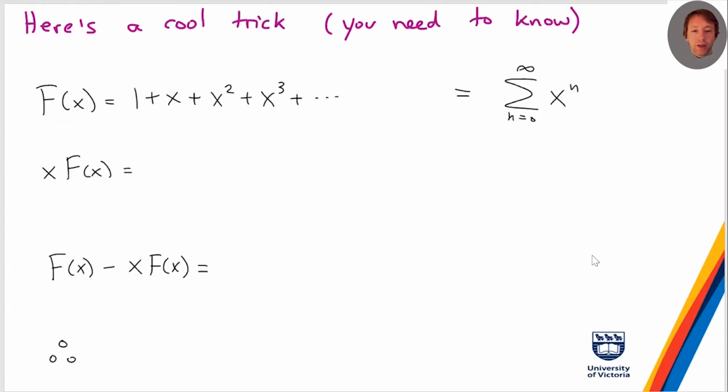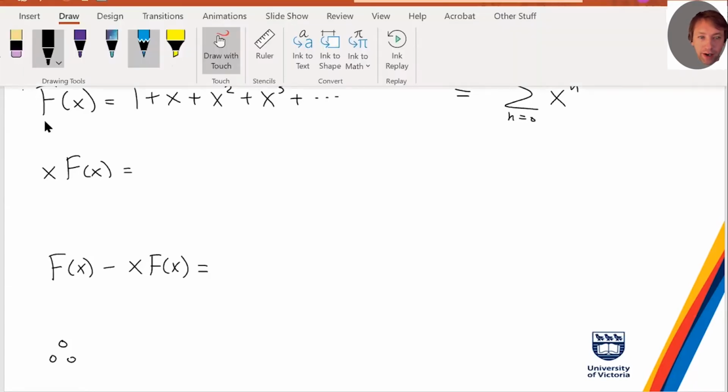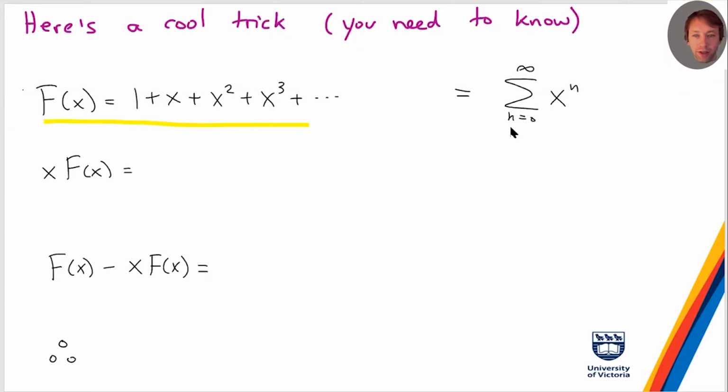So how can I derive that closed form that was written in the chat? There's a really nice trick, which I think is really cute, and you need to know how to do these kinds of manipulations. So this is something I would suggest you get familiar with. So f of x is just the infinite geometric series: 1 plus x plus x squared plus x cubed, and so on.